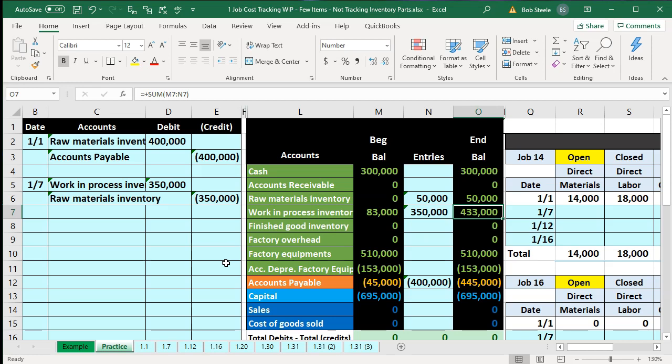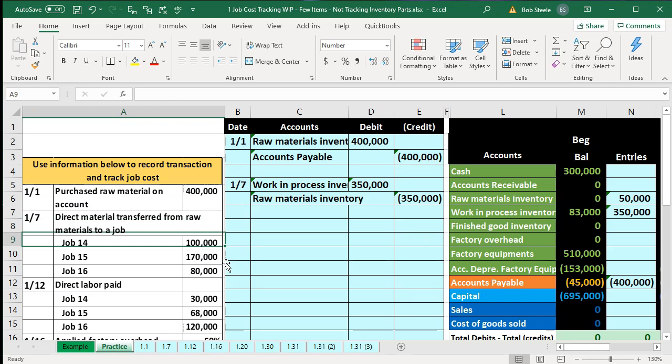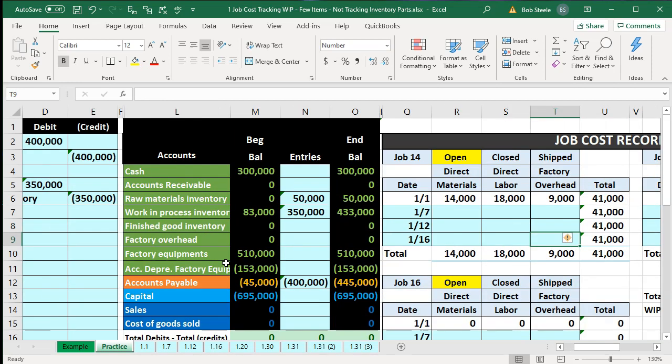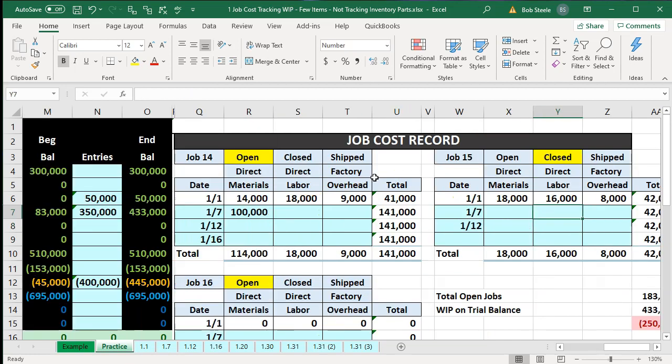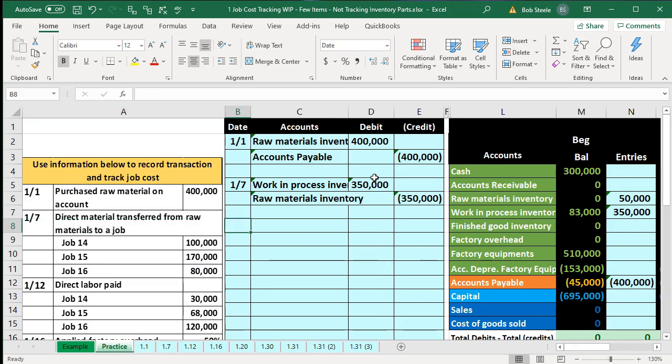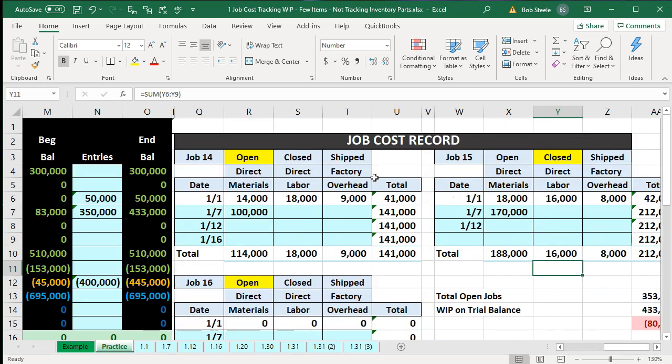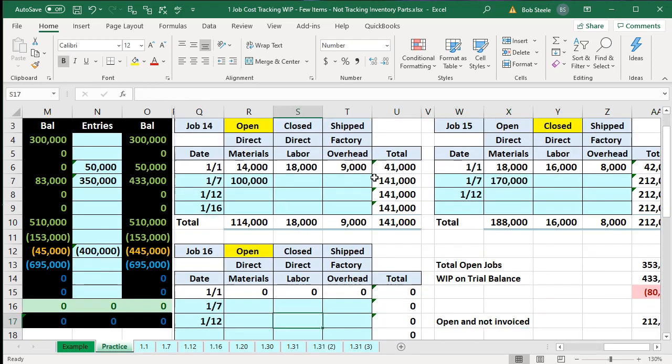So what we have to do to the jobs is apply this out to the jobs, which is 100, 170, and 80 for job 14, 15, and 16. So for job 14, it was 100,000 under the materials. Job 15, it was 170, I believe, 170,000. And then job 16 was 80. So job 16, we're going to say was 80,000.